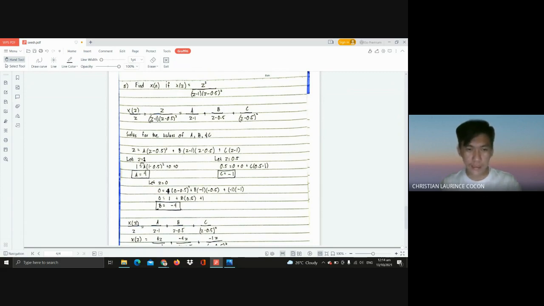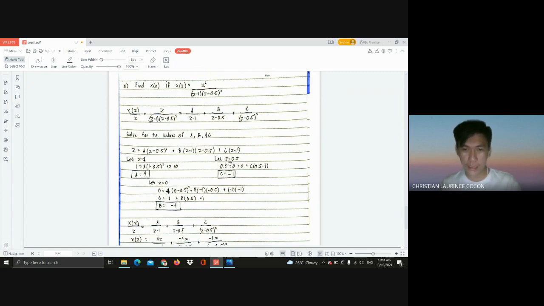Let z is equal to 1. So we have 1 is equal to A multiplied by (1 minus 0.5) squared, which plus 0, since when you substitute it into z minus 1, the value is 0. Same goes here. So solve for the value of A, so A is equal to 4.